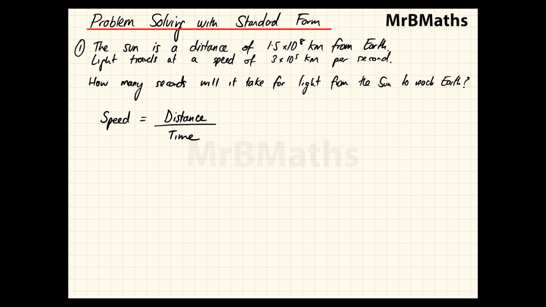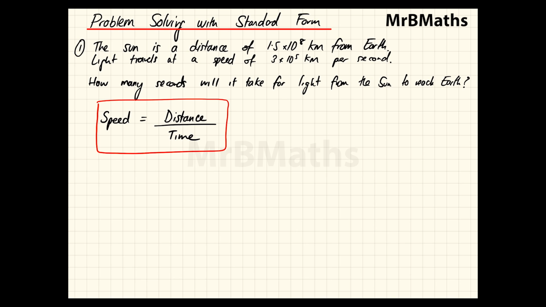Okay, so this question in itself is quite easy because the units of the answer are the same as the units given. What I mean by that is it says how many seconds will it take for light from the Sun to reach Earth, and the speed is given per second. So we don't have to do any kind of conversion between seconds into minutes or hours. What we do need to do, however, is find out the time.